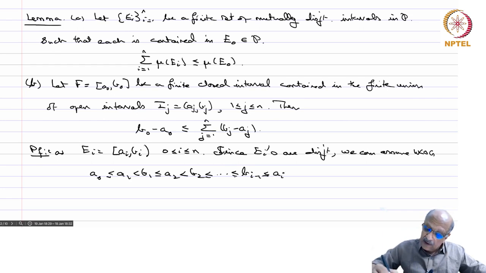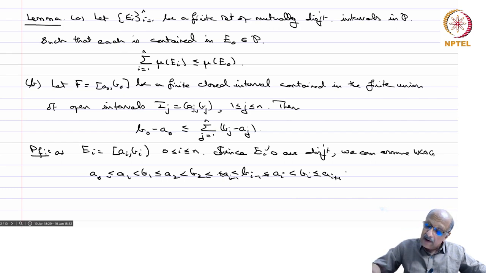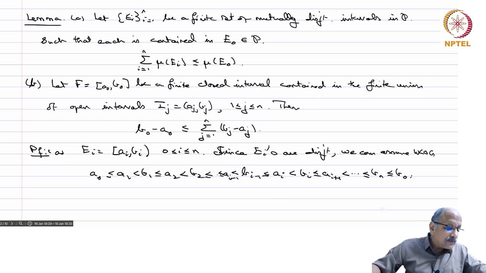So this will be less than or equal to a_i less than b_i, a_{i-1} less than b_i less than a_i less than b_i, less than or equal to a_{i+1}, and so on, less than or equal to b_n, which is less than or equal to b_0.